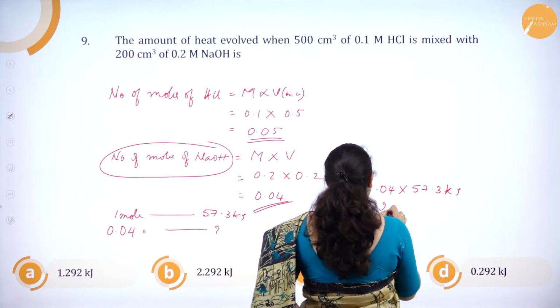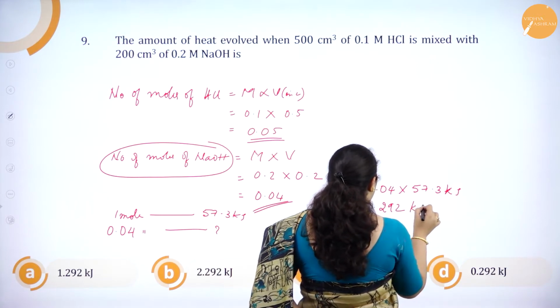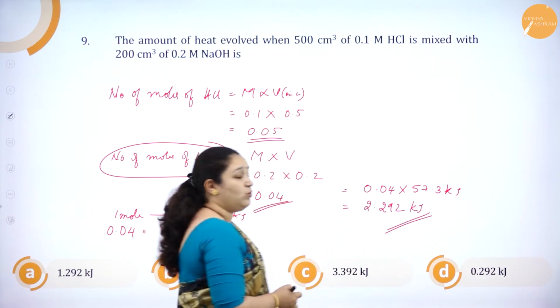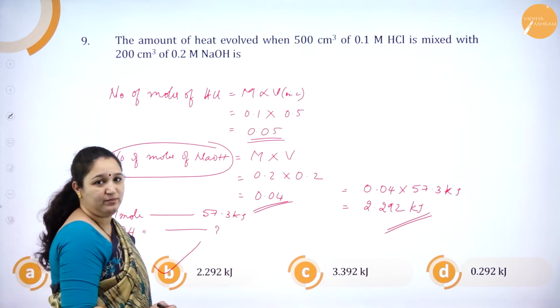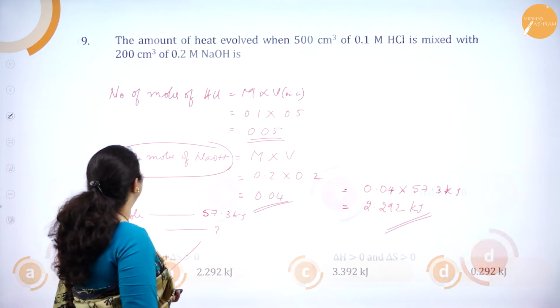So, this will be 2.292 kilojoules. So, which is the correct option? Option B. Okay. So, we'll see the next question.